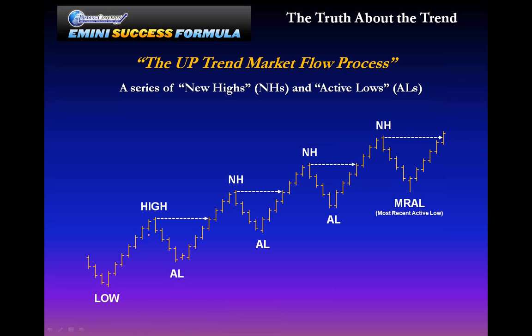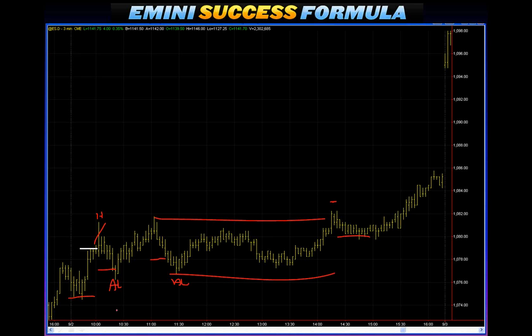Okay, so again, the uptrend market flow process, right? You were making higher highs, right? NH stands for new high, new high, new high, right? New highs. These stand for active lows, higher active lows in this uptrend, right? We're looking to buy it on logical pullbacks, right? Again, I use fibs, I do use the Keltner bands, use a few other things. But again, I'm just showing the truth about the trend. This whole market flow process works.